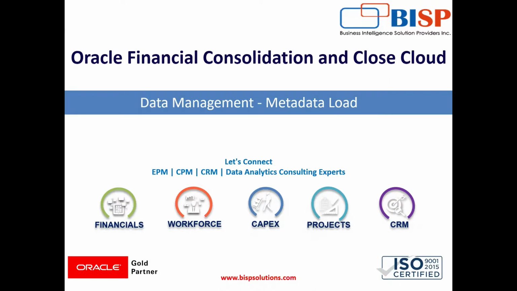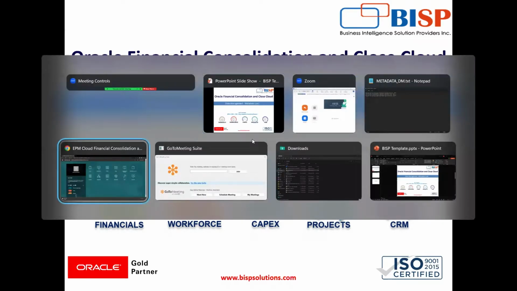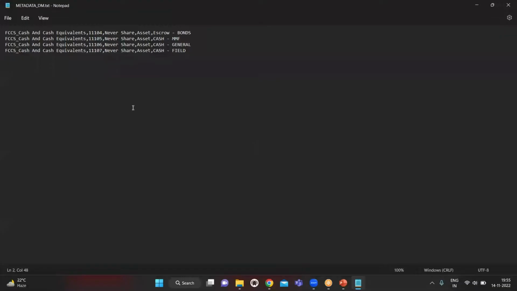My name is Pasan and today I'm going to show you how to load metadata in Oracle FCCS through DM. Okay, so let's start. This is our text file through which we are going to import our metadata. As you can see, this is our parent and these are the accounts 104, 105, 106 and 107 I'm going to upload, and this is a data property, this is account type and these are the alias.